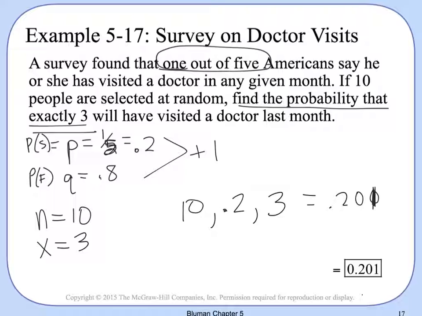Now, before you leave, okay, we are going to make the probability distribution for all the possible outcomes of this, just so that you see what's going on here. Okay? So I'm going to stop this.